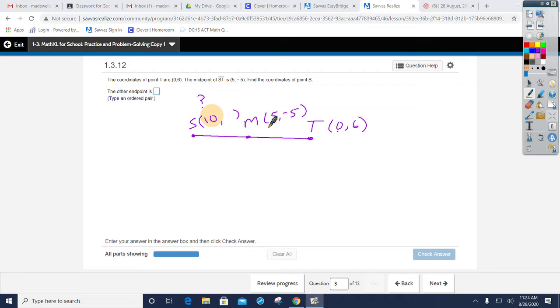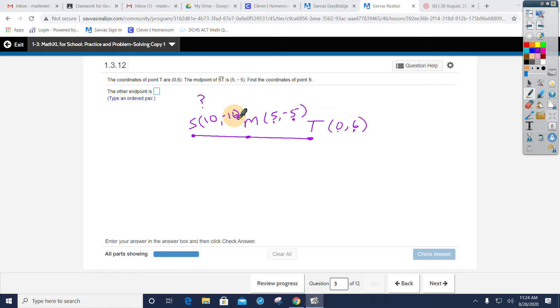Okay. Now look at the Y value. Look at this one and this one. You're going from negative 5 to 6. So to go from negative 5 to 6, you're going to go up 11, right? If you add 11 to negative 5, that's going to take you up to 6. So you need to go the other direction to get to S. So instead of going up 11, you're going to go down 11. So subtract 11 from negative 5, and that's going to give you negative 16.